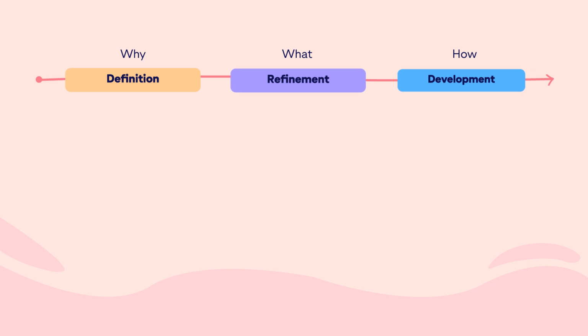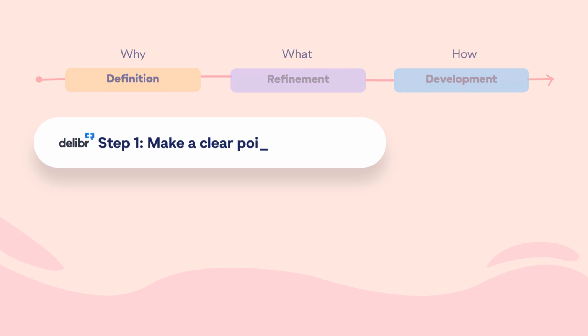The goal of creating a PRD is to establish the why, so that we can converge on the what and ultimately figure out the how. This is done in 3 phases called definition, refinement, and development. In this video, we'll focus on the first phase, the definition phase, and highlight how Delibr is built to support this.